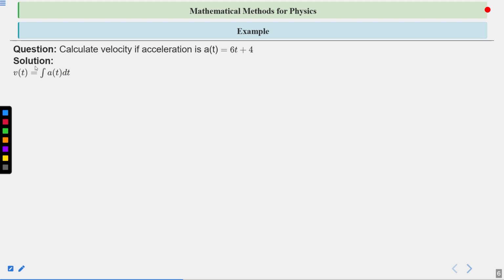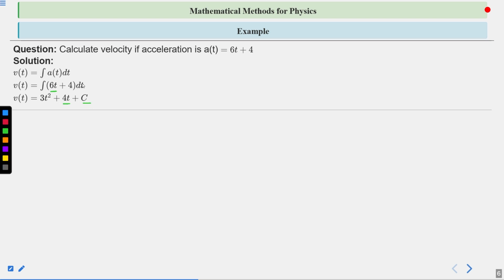So v of t is equal to integration a of t dt. So a of t is what? A of t is 6t plus 4. Now substitute the value of a of t in the integration. So it will be v of t is equal to integration of 6t plus 4 dt. So v of t becomes integration of 6t, which is 3t square plus 4t plus c.